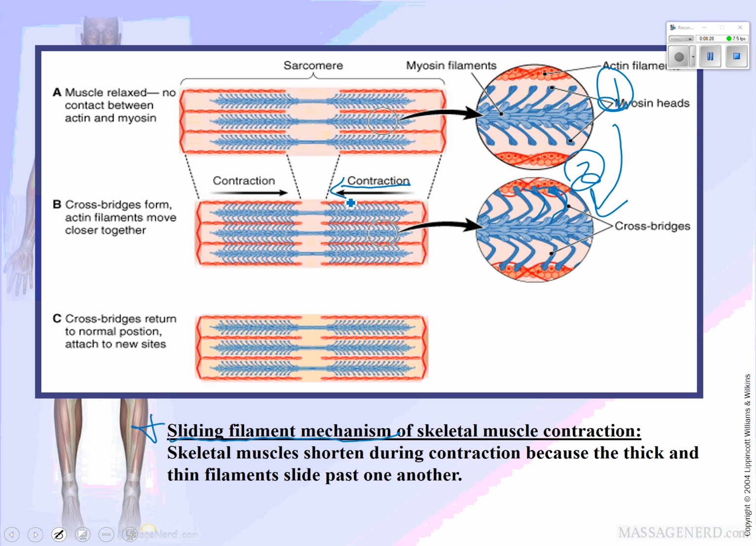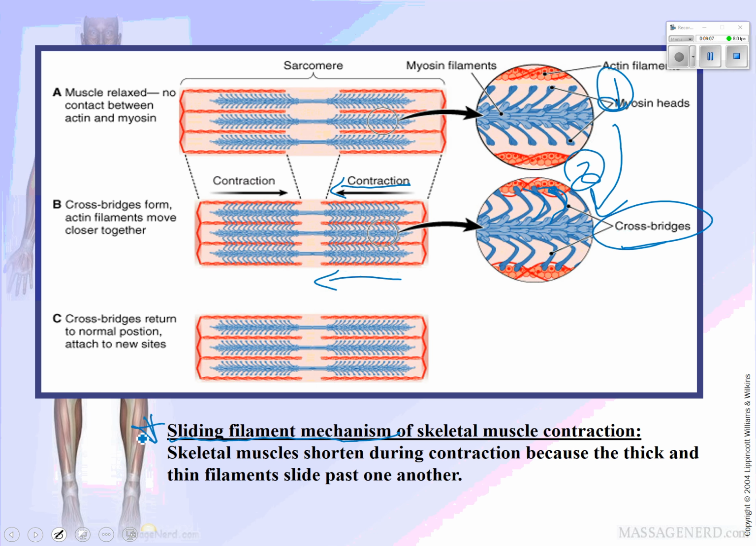So of course, like I said, the cross bridges walk along the thin filaments at both ends of a sarcomere, pulling that filament towards the midline. So just remember and write this down: your thick and your thin filaments do not change shape, and the key word there is change. But what it does is the two discs are closer, and the sarcomere shortens. So it does shorten, but it does not change the shape of it, other than shortening it.